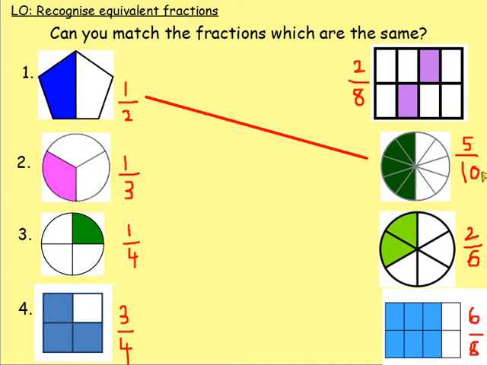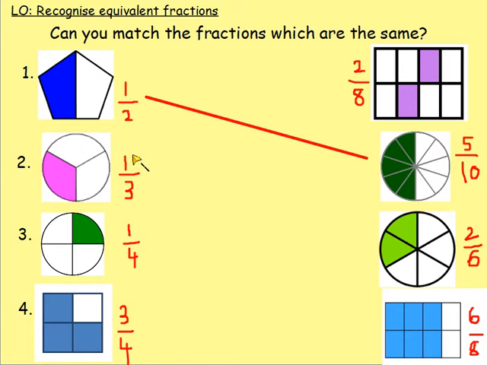Right, let's have a look at the next one. So 1/3. So we've got 1/3 of the circle shaded in. Can you see the fraction that shows the same amount but has different numbers? So the same amount is shaded in but different numbers have been used. I'll give you a clue, Y3. If you double the numbers, so double the numerator separately, double the denominator separately.